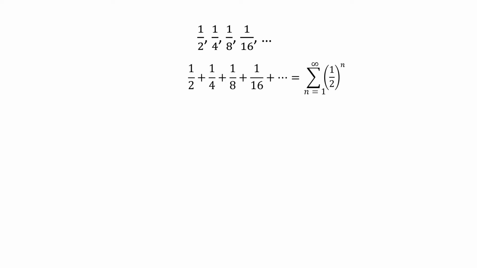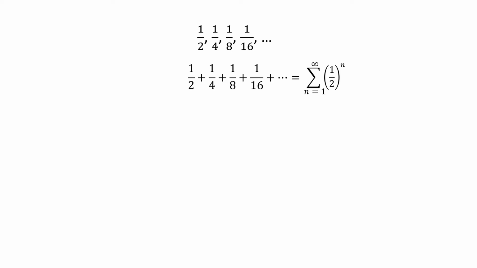So notice if we plug in 1, that gives us a half. If we plug in 2 for n, that gives us a fourth. If we plug in 3 for n, that gives us an eighth, and so on and so forth. And the summation symbol, the E, means we're going to add them all up.